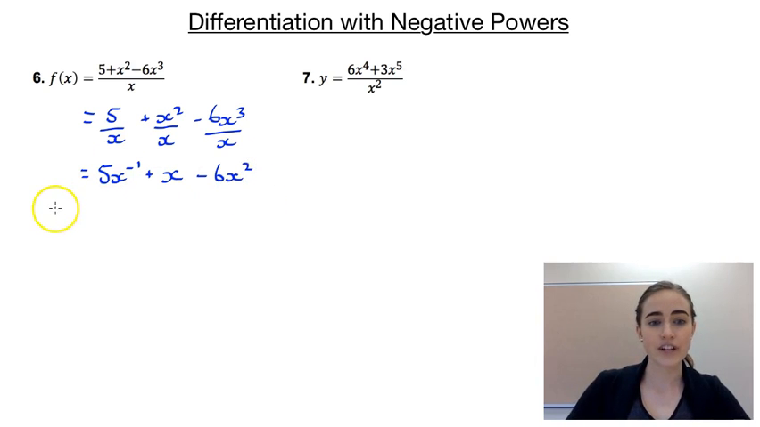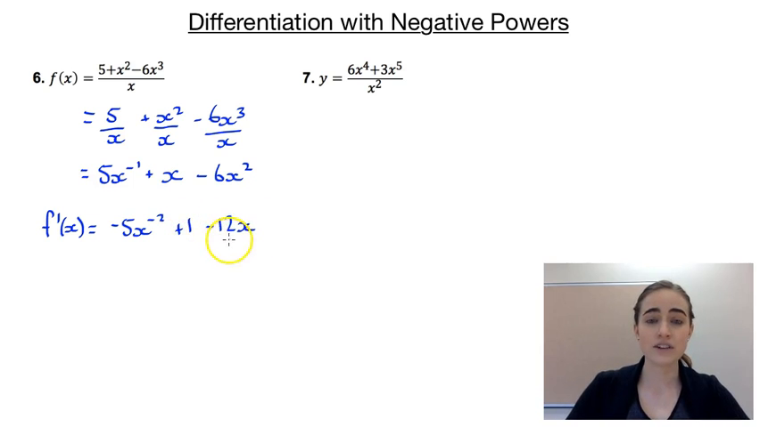So now we can differentiate. f dash x would give us minus 5x to the minus 2 plus 1 minus 12x. These last two terms are fine, but because there weren't any negative powers in our question, we're just going to rewrite the first one. So we'd have minus 5 over x squared plus 1 minus 12x. All right, so that's our first one. Let's have a look at one more.